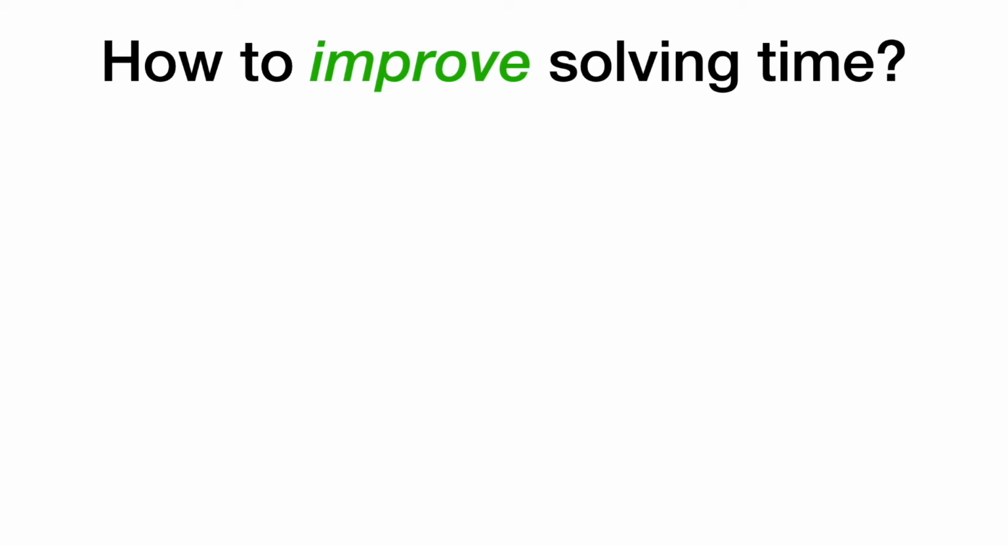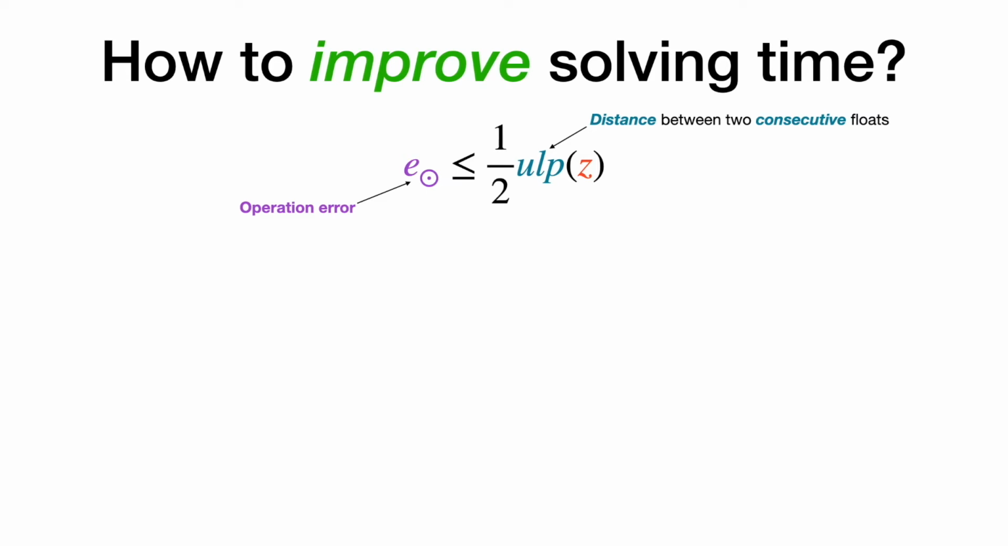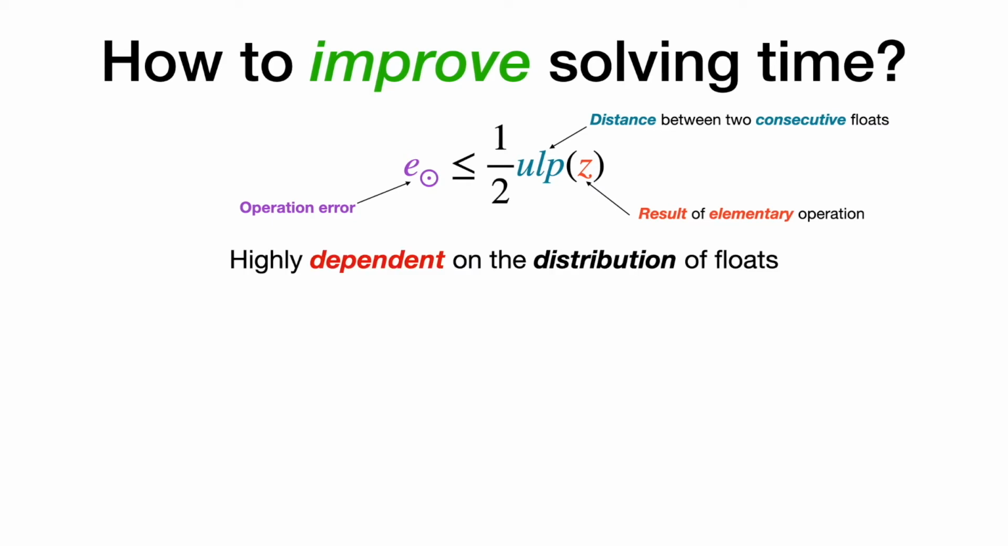For this, we'll use a property of our error modeling. This property states that the operation error is always less than or equal to half a ULP, that is the distance between two consecutive floats, of the result of an elementary operation. Such a bound is highly dependent on the distribution of floats, as they are more densely packed around zero than toward infinities.